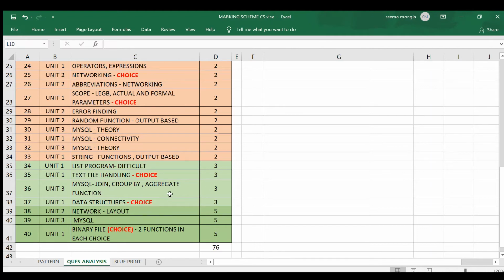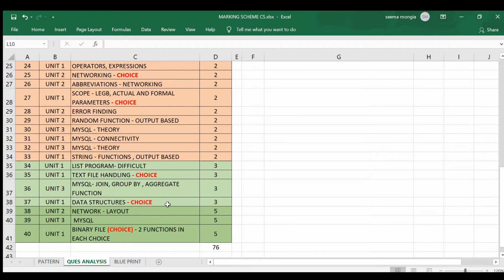The next question will be of 3 marks again from MySQL, covering the difficult portions: joins, group by, aggregate functions and all. Students must concentrate here, and if they want to score marks, they must have a good hand of practice on these portions. And the fourth question will be on data structures.